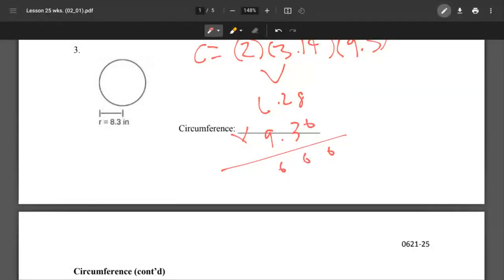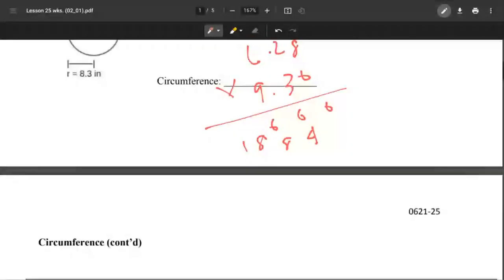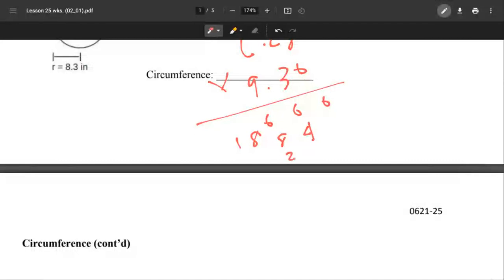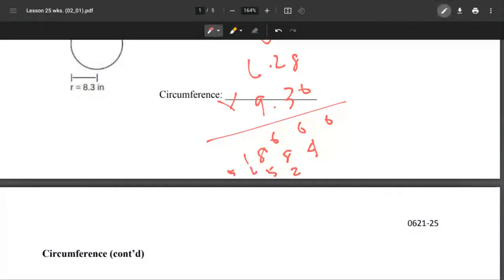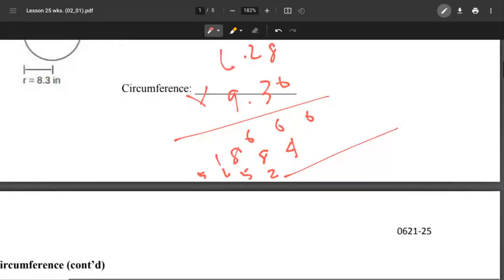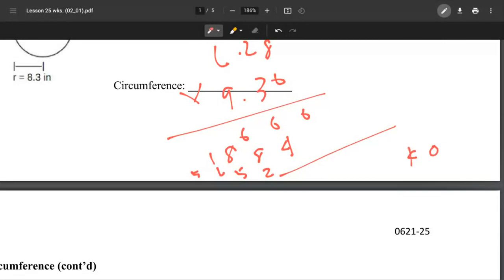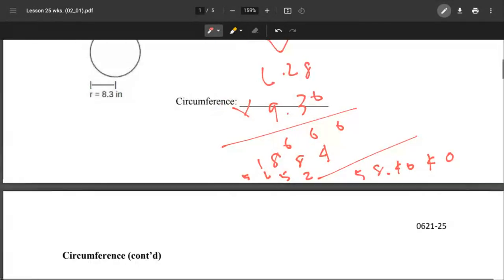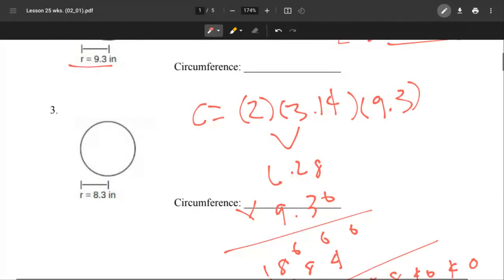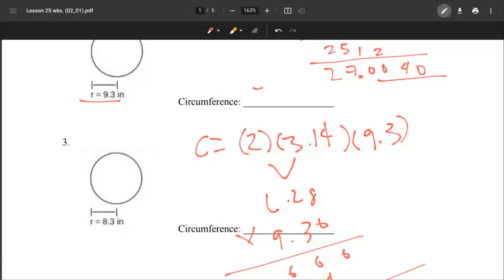once again, multiplying it out. Add it all up. Sorry, I'm running out of space, but then our decimal point goes there. So again, we're gonna round down, and then our circumference is 58 meters, or inches, sorry.